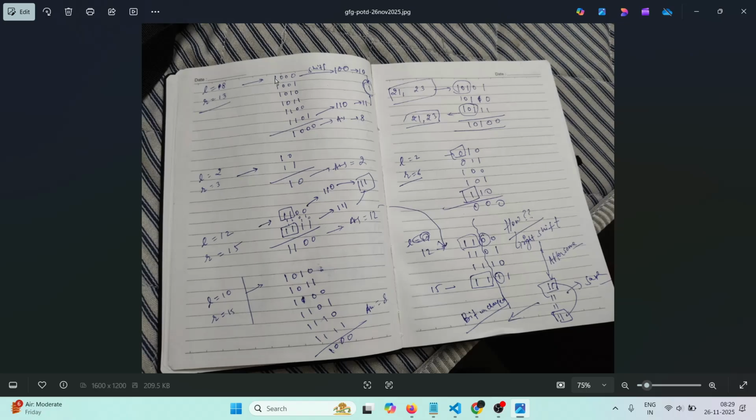If I have written from 8 to 13 and we find the AND, then the answer is 8. Similarly, if we take 2 and 3, the answer is 2, because if any 0 is there, it contributes 0. Similarly 12 and 15, and 10 to 15, these are there.